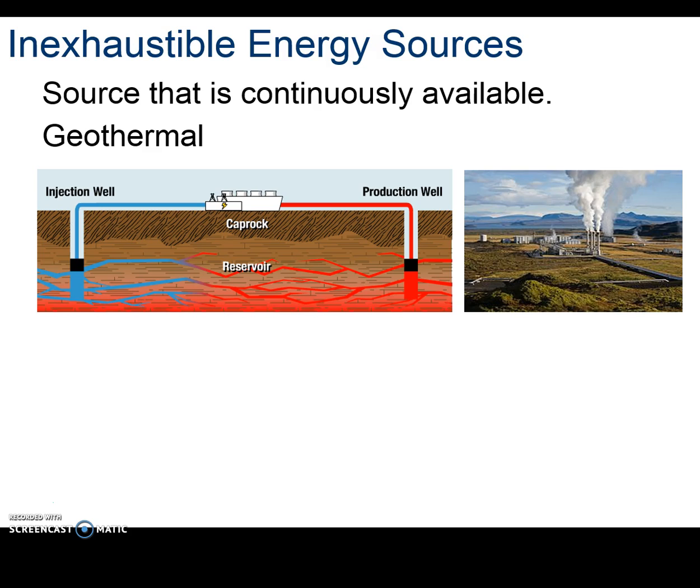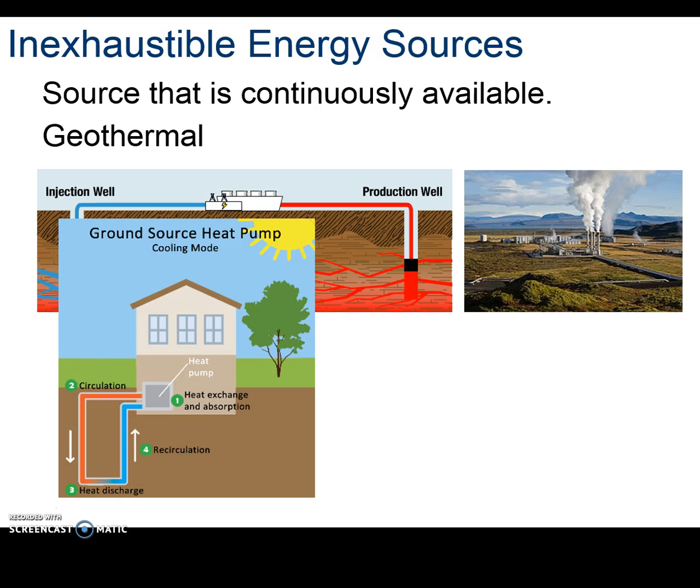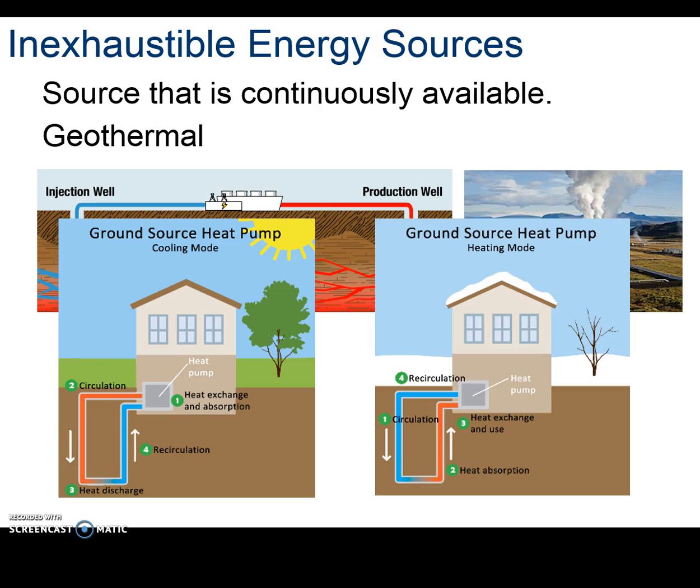It is also possible to use a shallower system in smaller applications such as a home or building. Because the ground remains at a near constant temperature year-round, pipes can be placed 3 to 10 feet underground and used to keep a house cool in the summer by pumping heat into the ground to be cooled, or heat can be pumped out of the ground to keep a house warm in the winter. This kind of system is known as a heat pump and does not produce electricity directly, but can be used to reduce the home's electrical consumption.